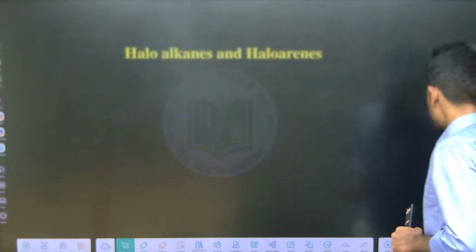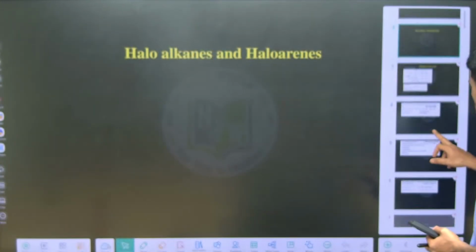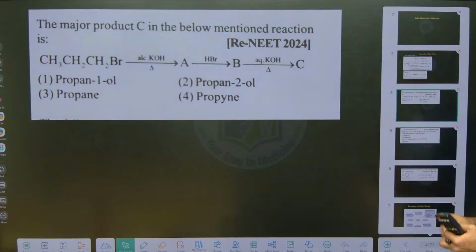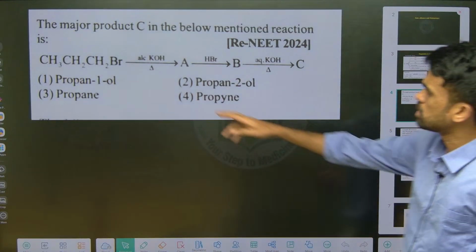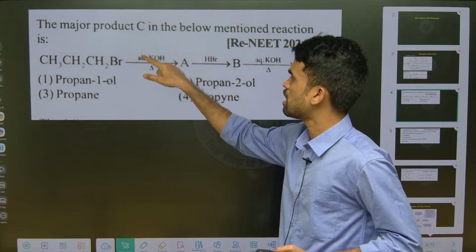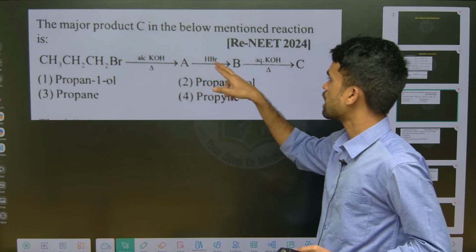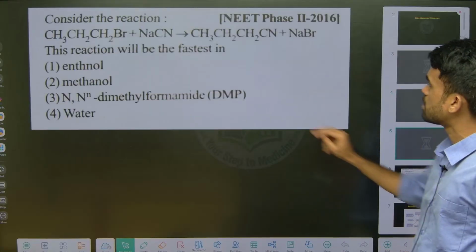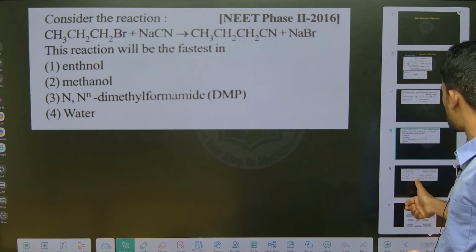Right. So now just look at these questions. I will be showing you a few questions. These are some questions based on chemical properties of haloalkanes, okay? So this alkyl bromide upon treating with alcoholic KOH gives A, again treated with HBr. See, this kind of reaction they will be giving in the exams. This is also one of the chemical property questions, okay?